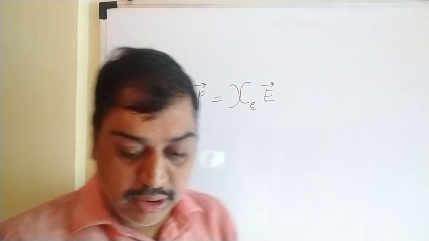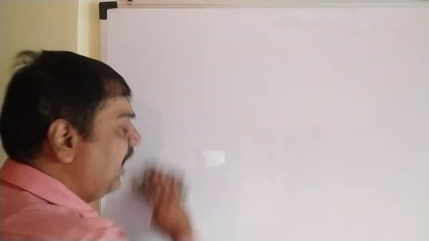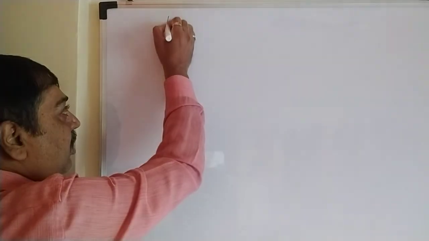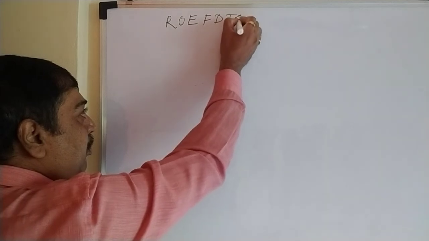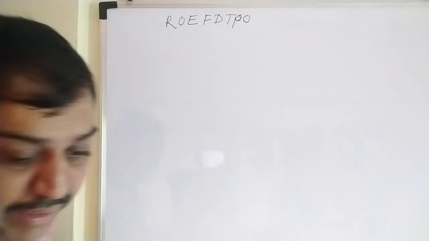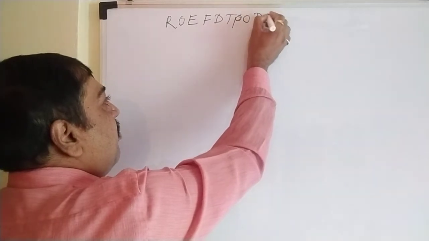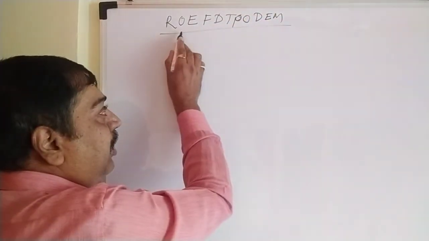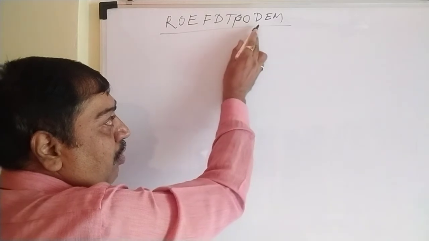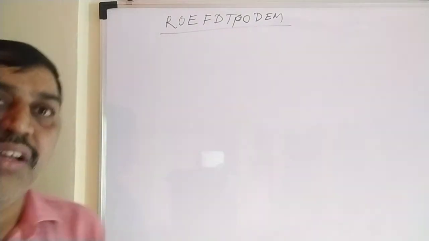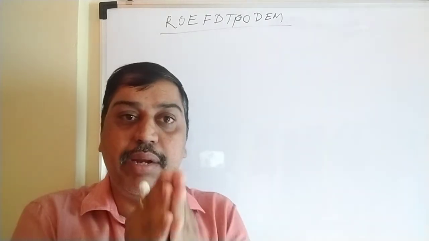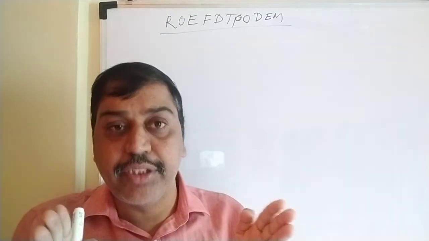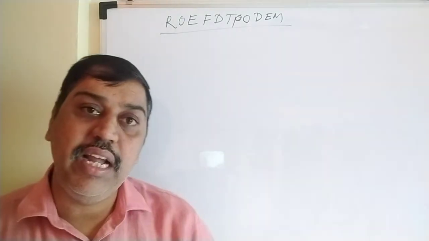Okay, now let's go next. The next topic is the reduction of electric field due to polarization of dielectric material. What does it mean? When the material gets polarized, positive and negative charges in the dielectric material are separated. Due to that separation, which is said to be polarization, the resultant electric field decreases.